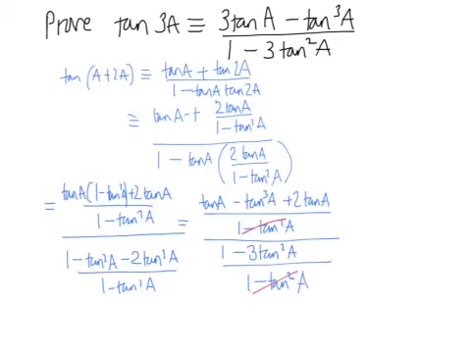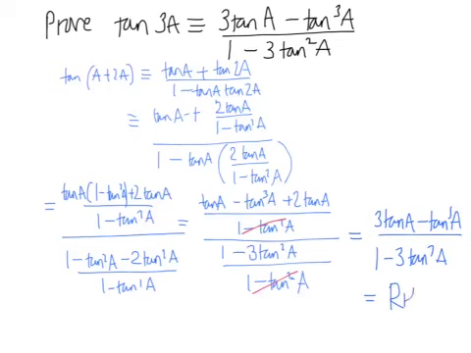Okay, so we've now got left on the top tan A plus 2 tan A will give us 3 tan A minus tan cubed A. And on the bottom, 1 minus 3 tan squared A, which is what we wanted on the right-hand side. Okay, I've just remembered I forgot to put at the beginning here, left-hand side equals, always good to start a proof like that. Okay, so that's that one completed.